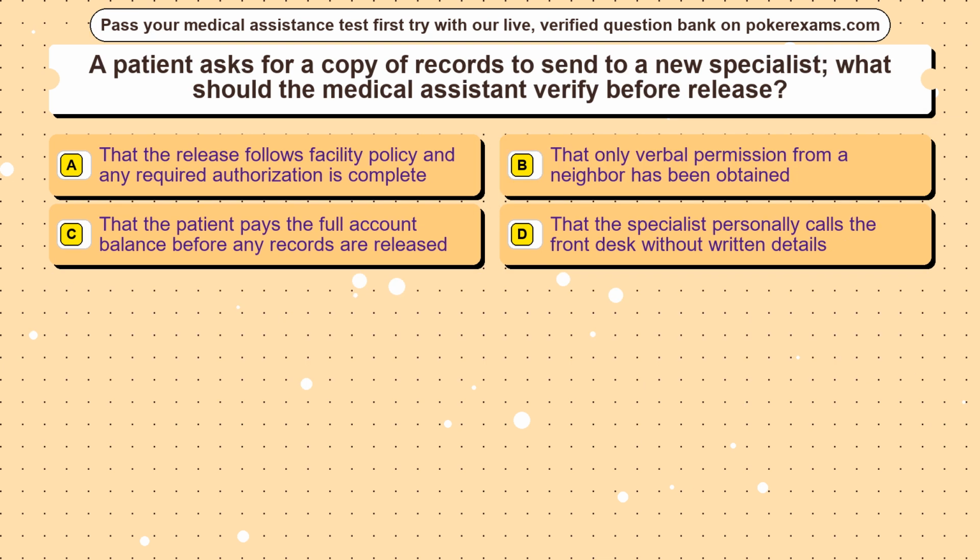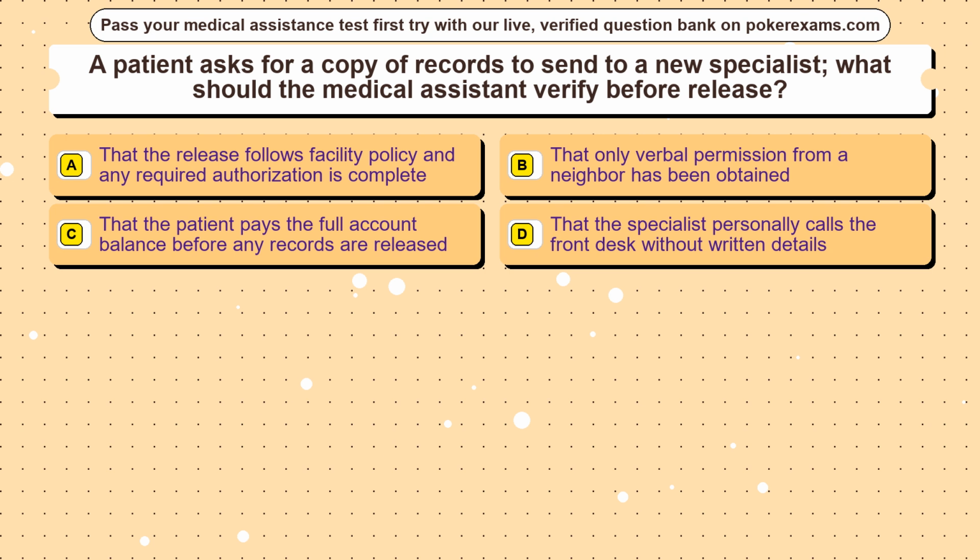Question 94. A patient asks for a copy of records to send to a new specialist. What should the medical assistant verify before release? Option A, that the release follows facility policy and any required authorization is complete. Option B, that only verbal permission from a neighbor has been obtained.